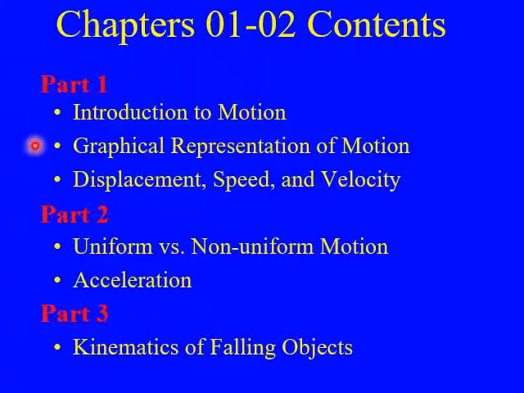We're going to look at the graphical representation of motion, and we're going to learn about the concepts of displacement, speed, and velocity. In later videos of this chapter, we're going to see part 2 and part 3. In part 2, we'll cover uniform and non-uniform motion, and mostly we'll be talking about the concept of acceleration. And then our last part of these first 2 chapters, in part 3, we'll talk about the kinematics of falling objects.